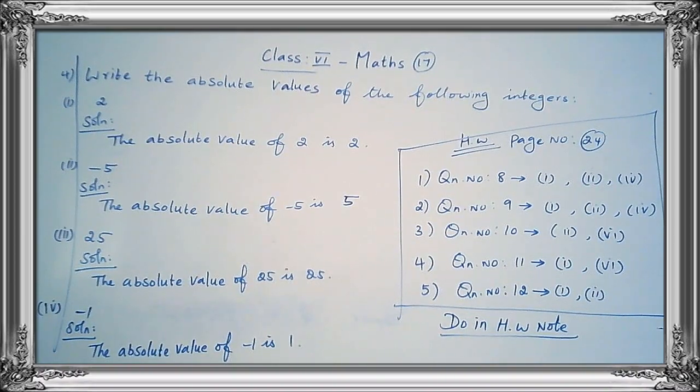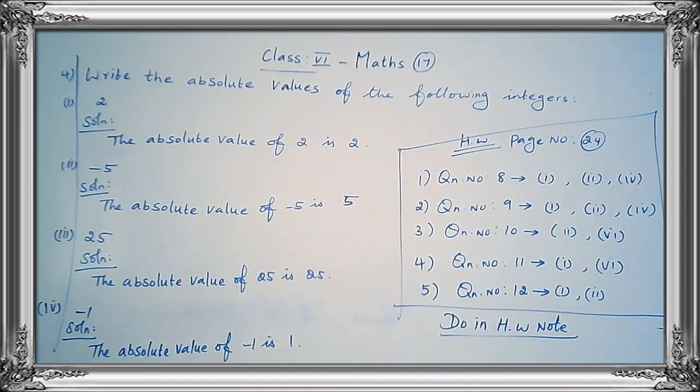And ninth question, write the predecessor of the following integer. You note the question: question number 1, 2 and 4th. In question number 9, first one, second one and 4th one. Okay children, clear? Yes. Now you come to question number 10.